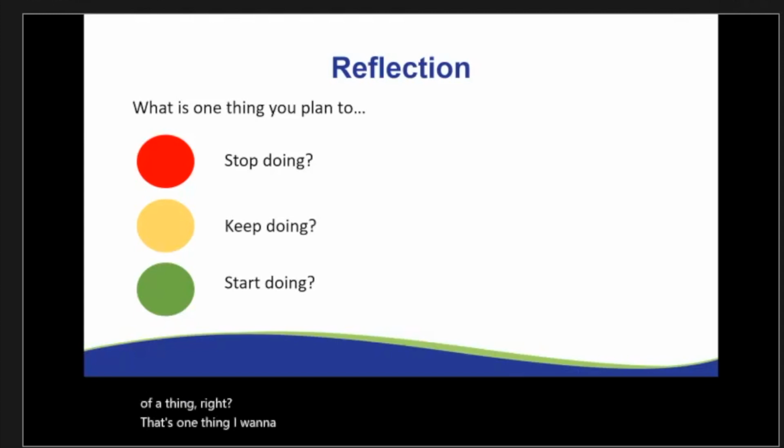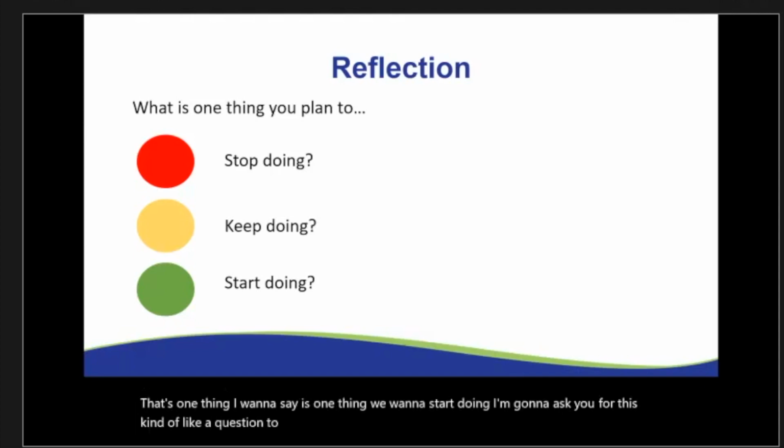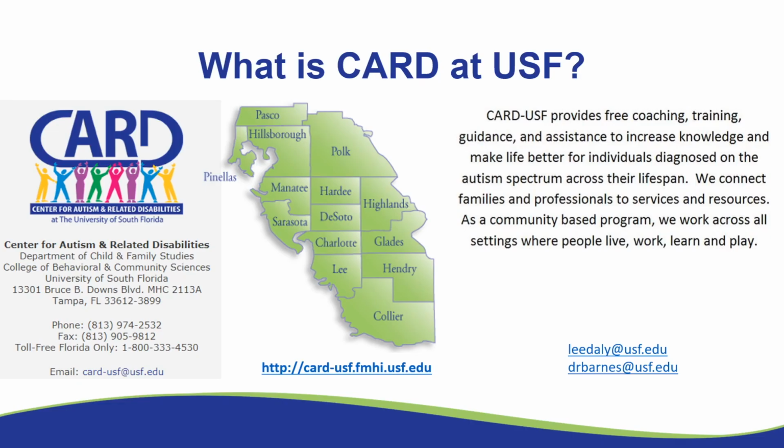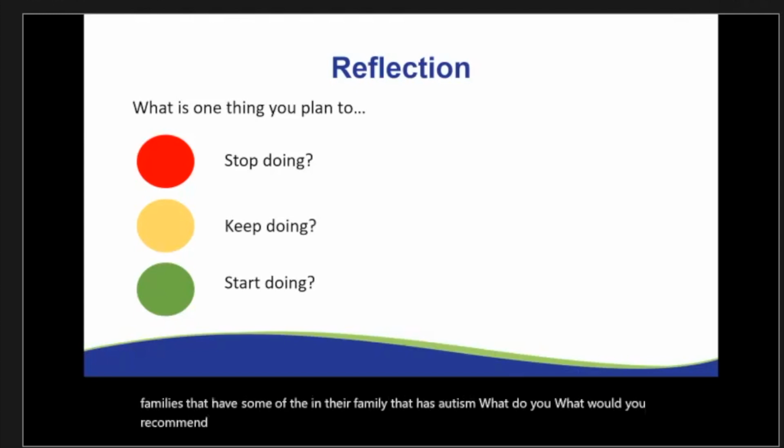So one thing we want to start doing, and I'm going to ask this, kind of like the questions are: what would be an effective resource to provide for families that have someone in their family that has autism? What would you recommend as an effective resource for us to start providing? Meaning that the family is not hooked up with resources for the individual?